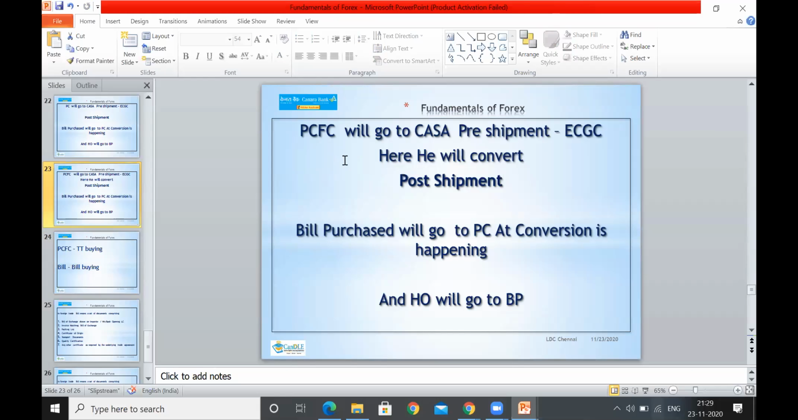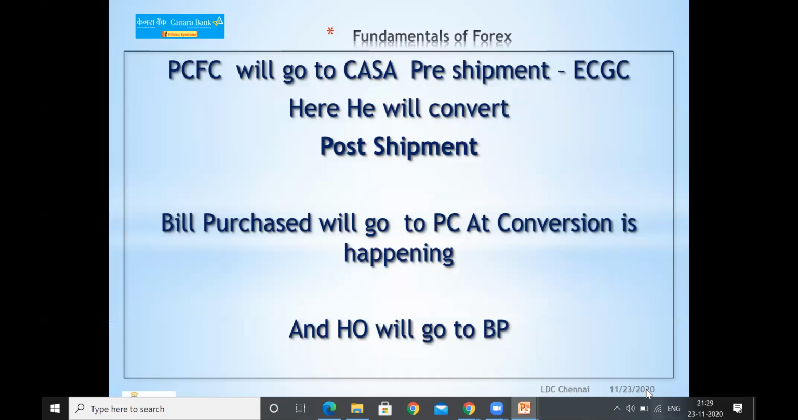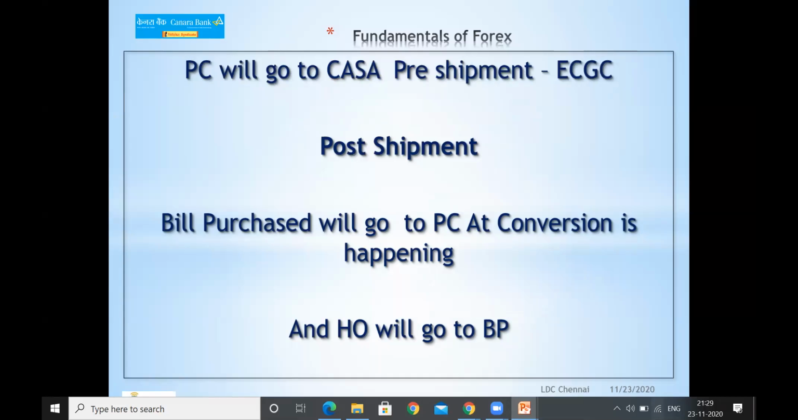Export credit is of two types. One is pre-shipment, the second is post-shipment. Pre-shipment is called PC. If the party is availing PC, it will be in Indian rupees only, irrespective of currency. It will go to the CASA account. Then when the party submits the bill, at that time we convert the bill amount into Indian rupees at the bill buying rate, and PC will be closed. When the bill is paid, IBA will be given and this bill's account is closed.